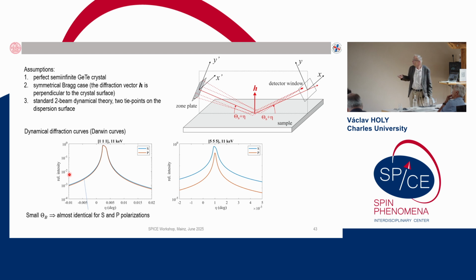That means for this 1-1-1, diffraction is more or less independent of the polarization of the incoming beam, while for 5-5-5, for instance, the reflectivity of P polarization is smaller by one order of magnitude. That means this higher order diffraction acts as a polarization filter.